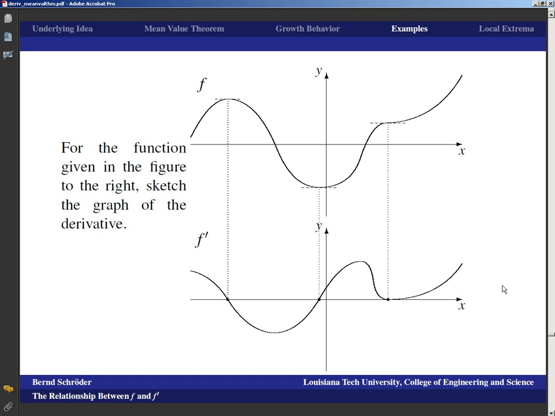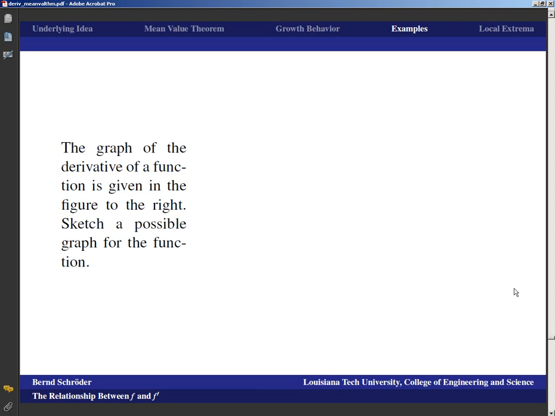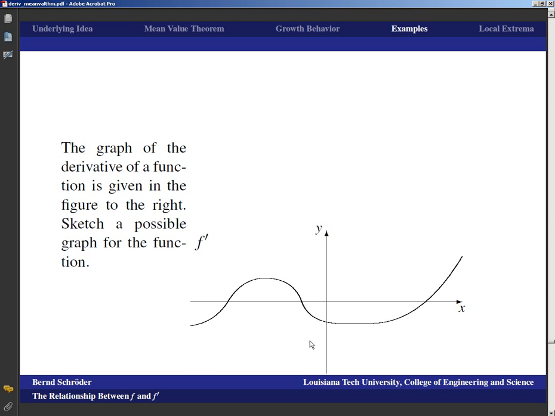Now this is the way to make the forward connection. You have the function, you want to find the derivative. Well, you can also go backwards. You can have the derivative given, and you want to find the graph of the function. And in order to do that, well, here's the derivative.